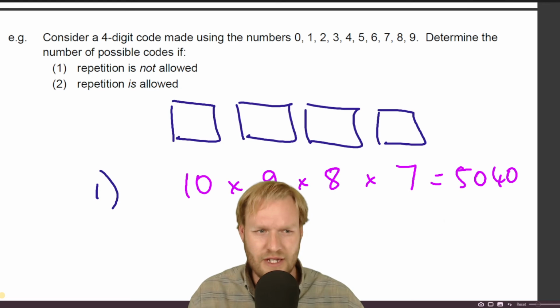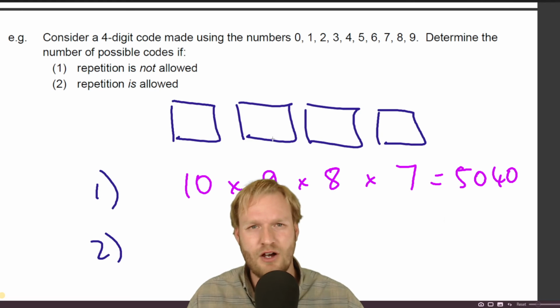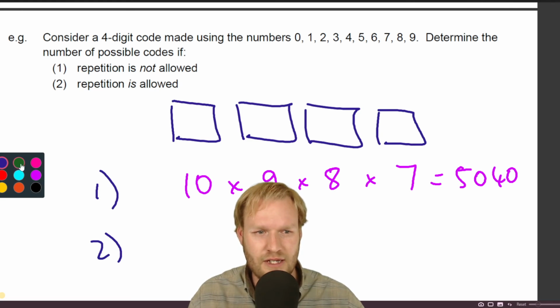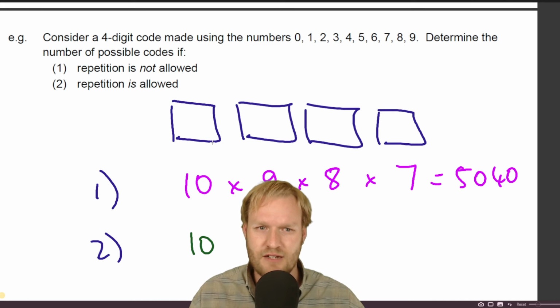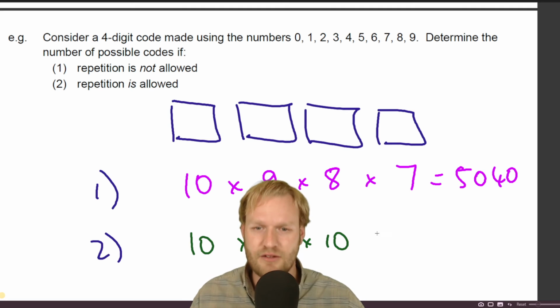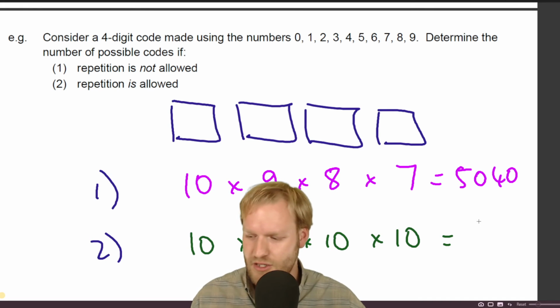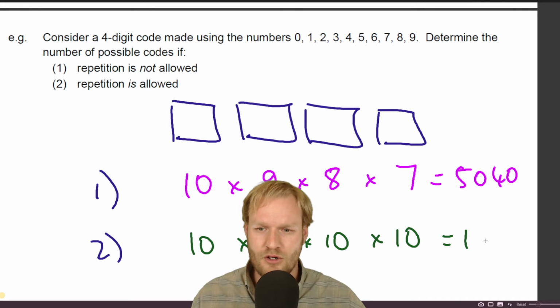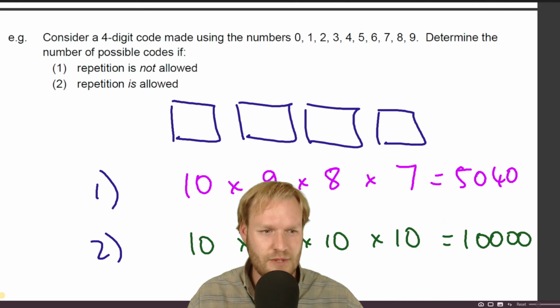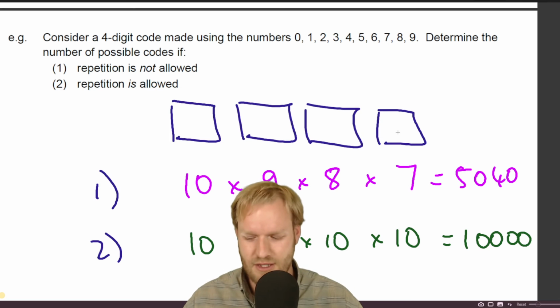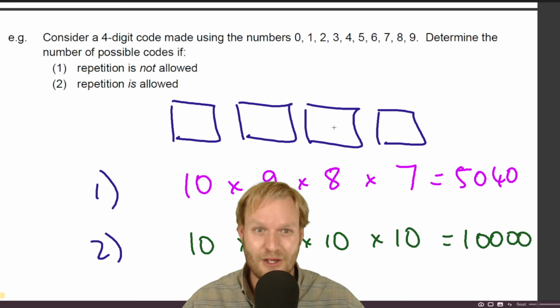Okay, so that's if we cannot repeat, but if we are allowed to repeat digits, then it changes a bit because we can choose 10 for the first one. And in fact, we can choose any one of those 10 for the second, and any one of those 10 for the third. So in that case, we're going to have 10 to the power of 4, which is 1 and then 4 zeros. I'm just going to check that on my calculator. 10 to the 4, 1, 2, 3, 4. Just to make sense. Double check.